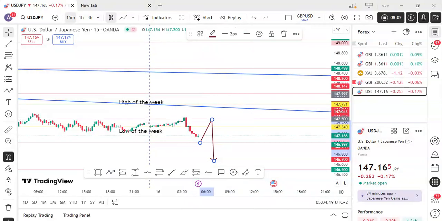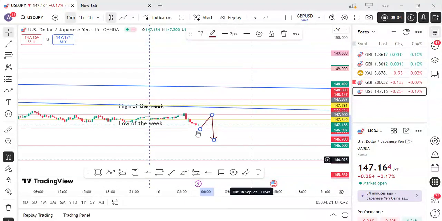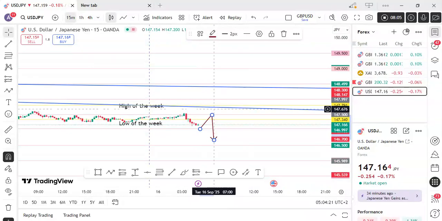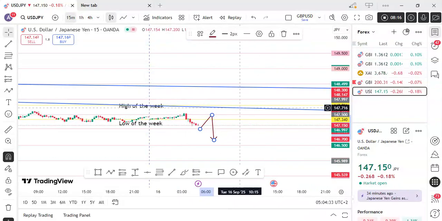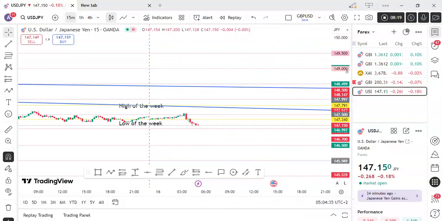So that's my plan for the week. Remember that it's a week that has fundamentals. So this is my plan. I'm going to be shorting USDJPY based on my weekly high and low of the week. So I just wanted to take this time to update you guys.